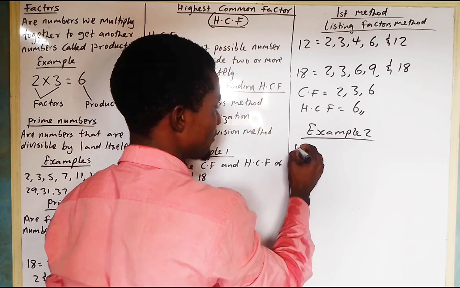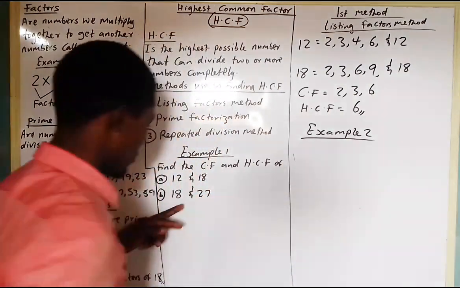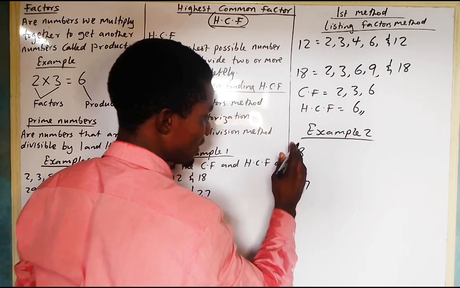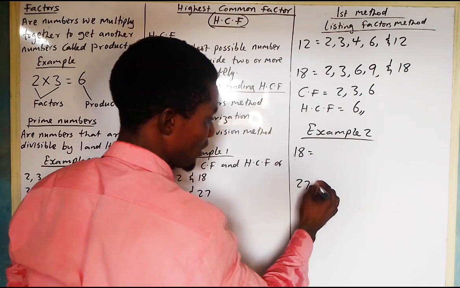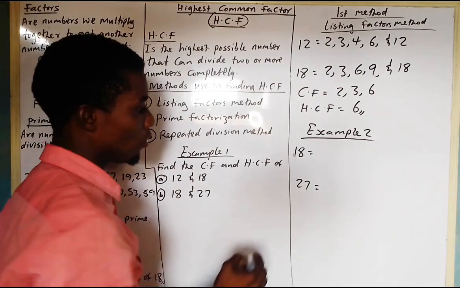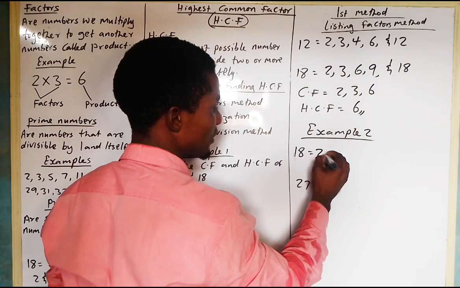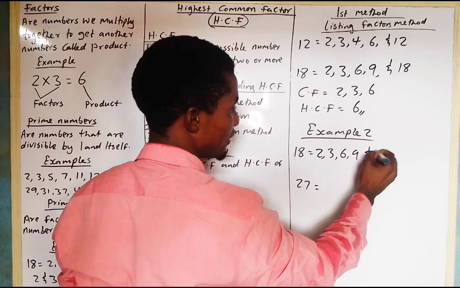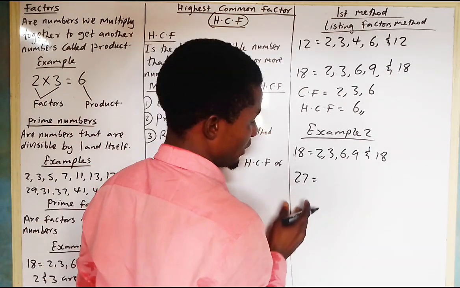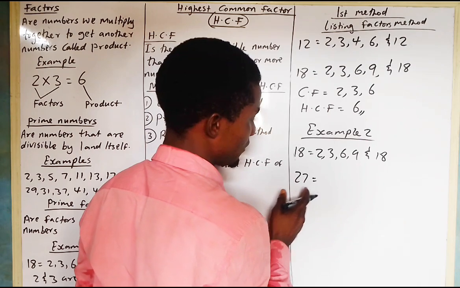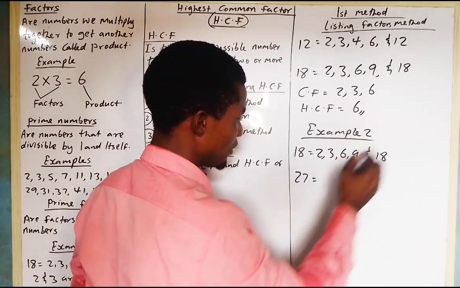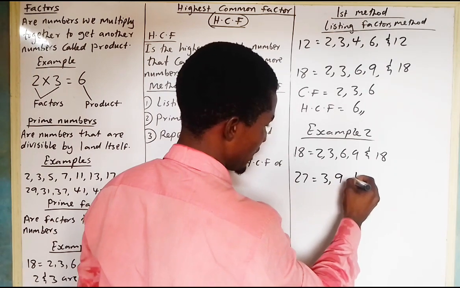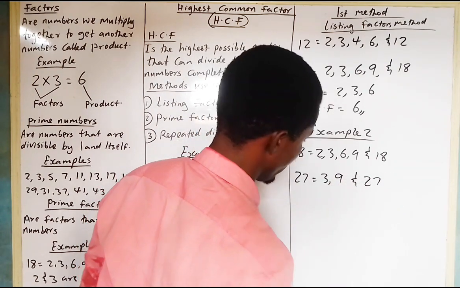Now, let's take the second example. Example 2 says, find the highest common factor of 18 and 27. So we write out the numbers. Now let's list out the factors of 18: 2, 3, 6, 9, and 18 itself. Now let's list out the factors of 27. The factors of 27 are 3, 9, and 27 itself.